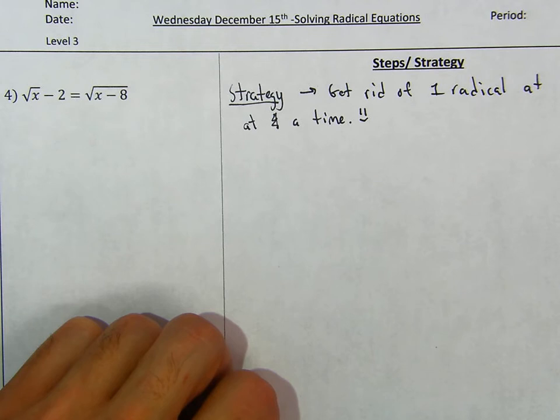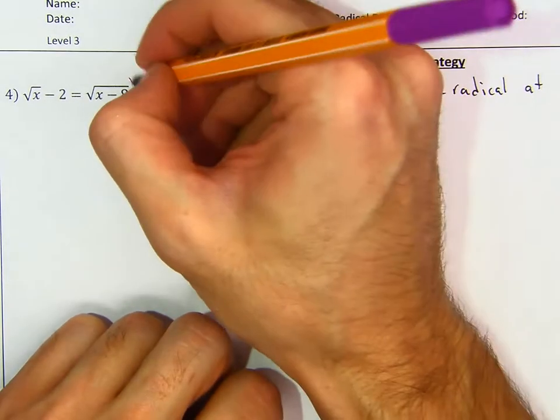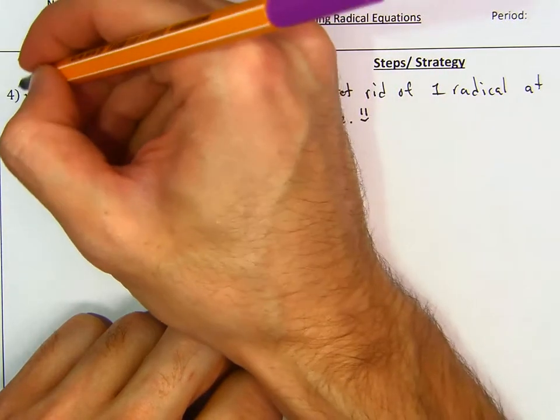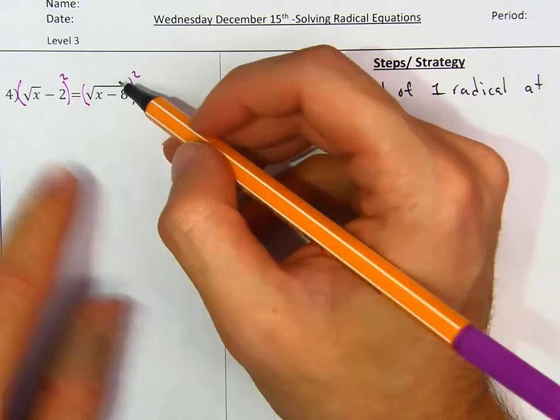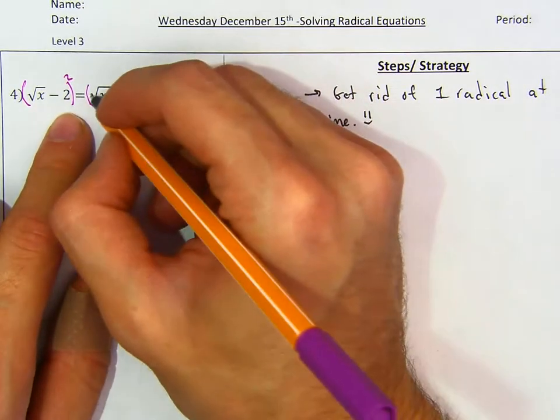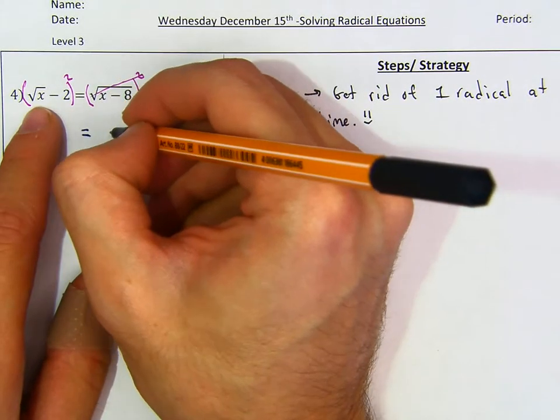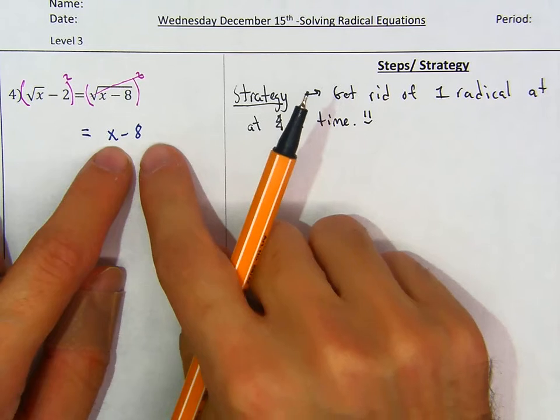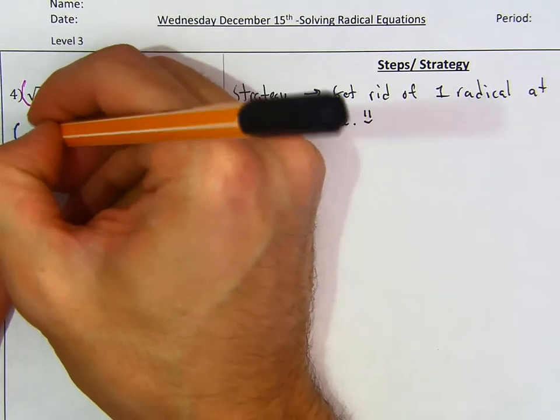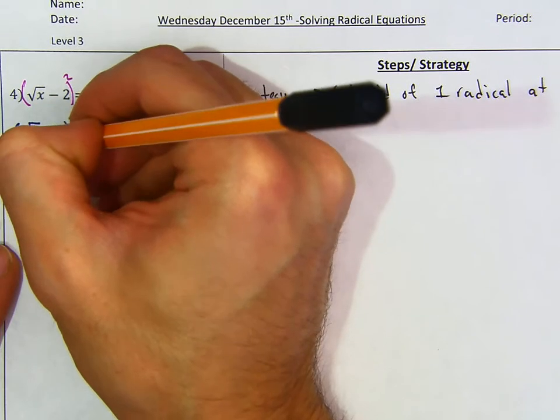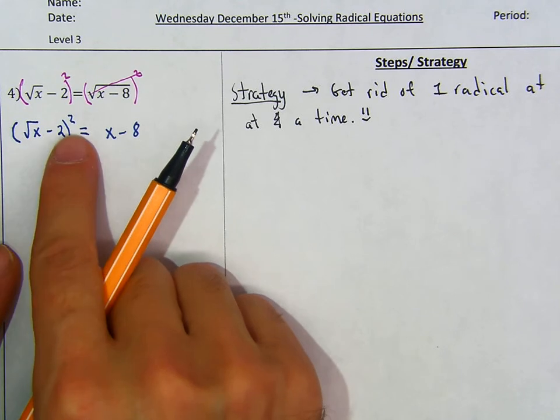So the idea is, notice that this radical is by itself, so let's square both sides. If I square this square root, notice that on the right side of the equation, this will cancel out, so you're left with x minus 8. The right side is easy peasy. But now the left side, we have to do a little bit of work, and it's not too bad. Here we need to do the square root of x minus 2, the whole thing squared.